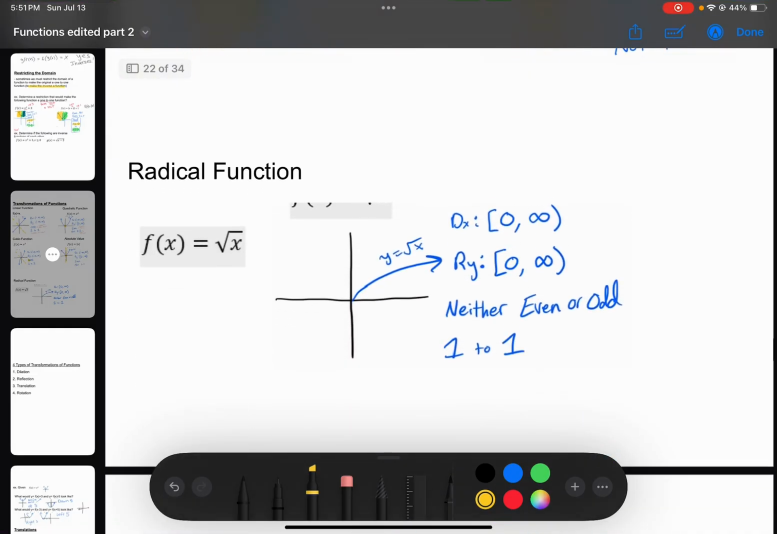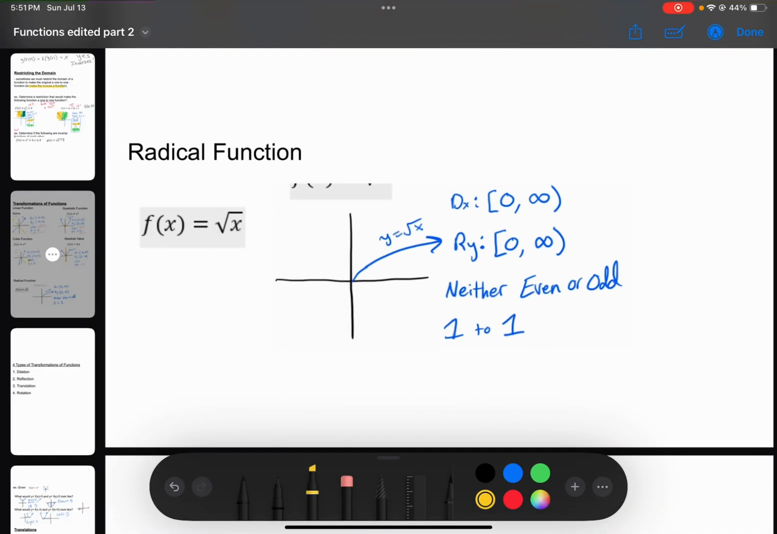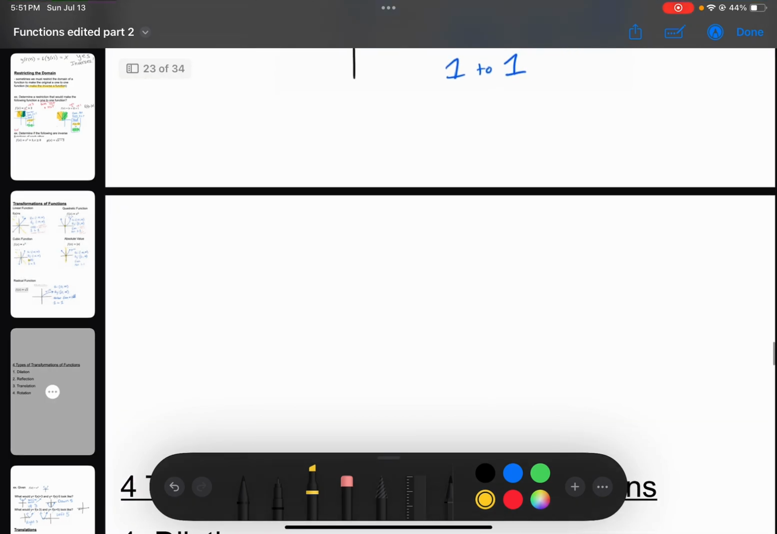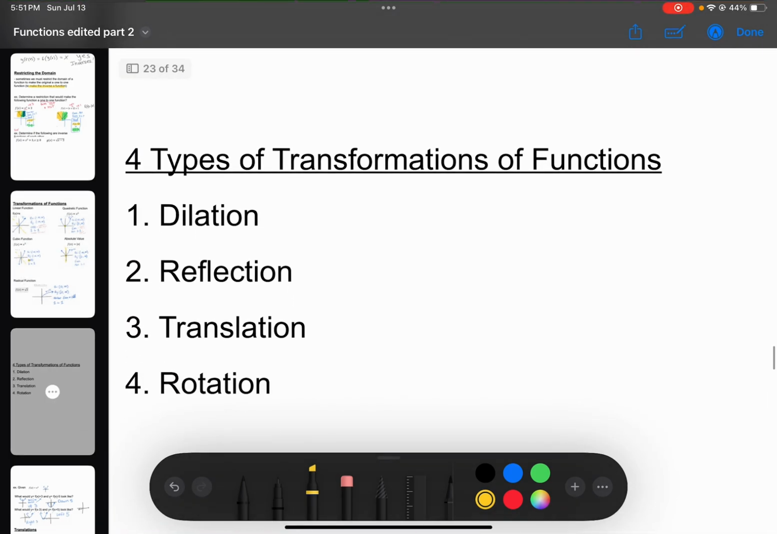Last but not least, we have a radical function, so the square root of x, another type of parent function that we see. Domain is from 0 to infinity, and range is from 0 to infinity. It's neither even or odd. It's not symmetric about the y-axis or the origin, and it is 1-to-1. It passes both of those vertical and horizontal line tests. Okay, just stuff to be familiar with. You could always just type them into the calculator and know the rules and stuff.